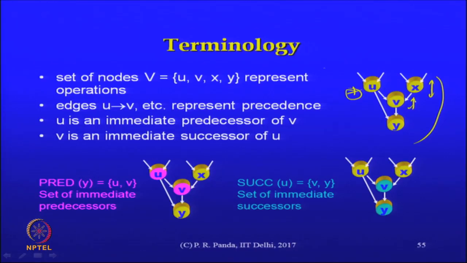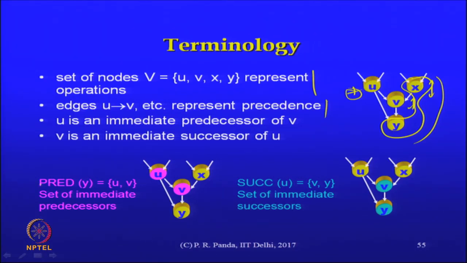Okay. So, that is our set of nodes in the graph. Edges represent precedence or dependencies. I say if there is an edge from U to V, then U is an immediate predecessor of V, and V is an immediate successor of U. Why immediate? This is as opposed to the relationship between X and Y, where X is a predecessor of Y, but not an immediate predecessor because there is no direct edge from X to Y.